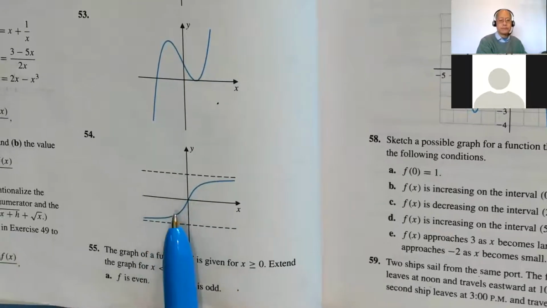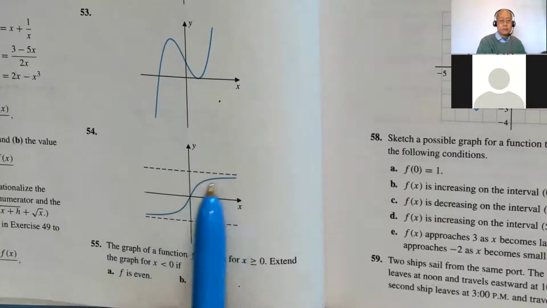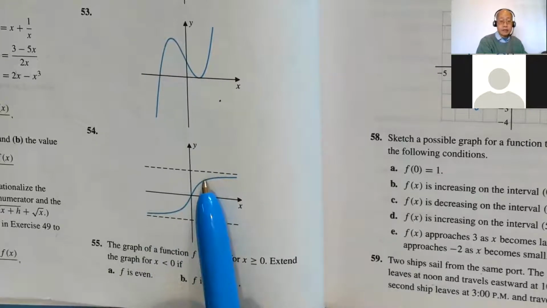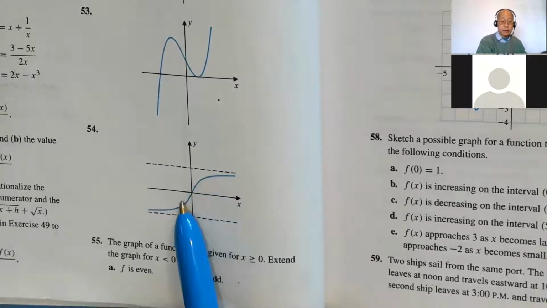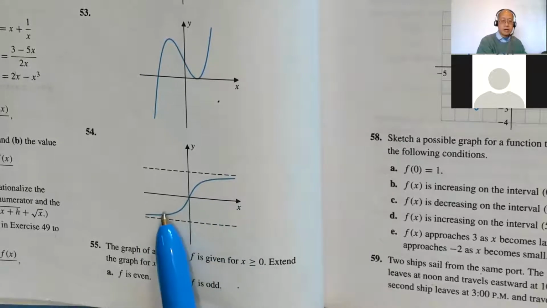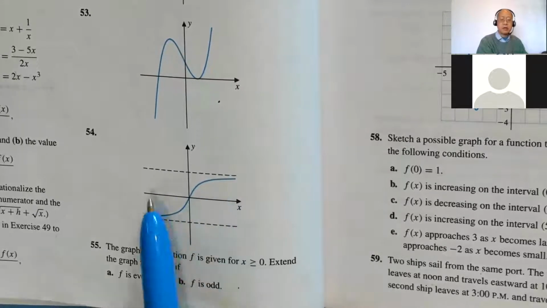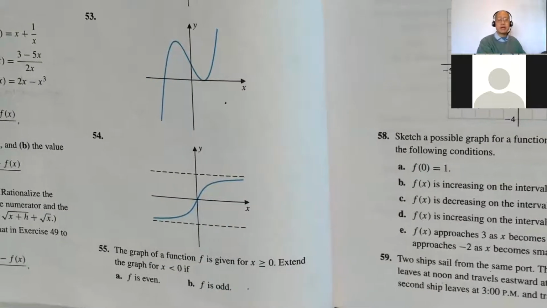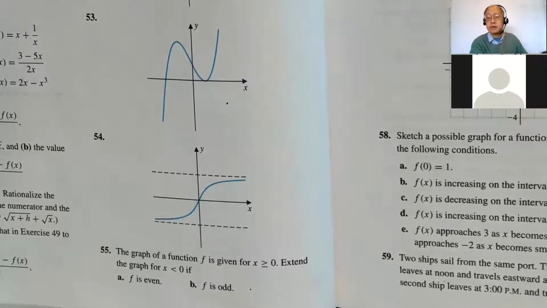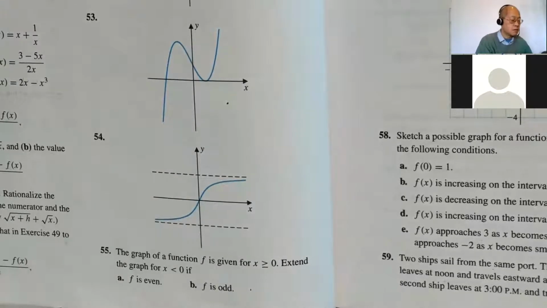And 54. 54 is odd, right? So a point reflected across the origin comes here, and this one would come here, and this one would come here, and so on. So 54 is a reflection across the origin. So 54 is considered odd. All right.